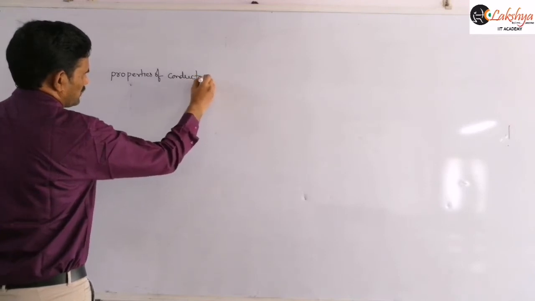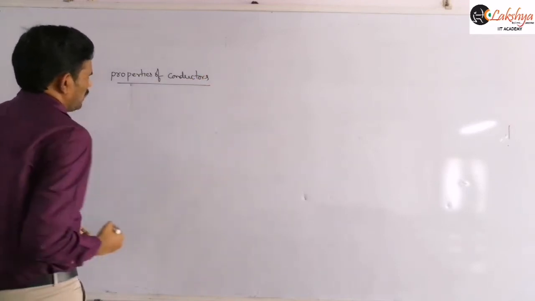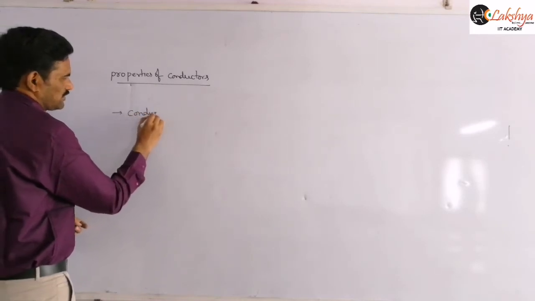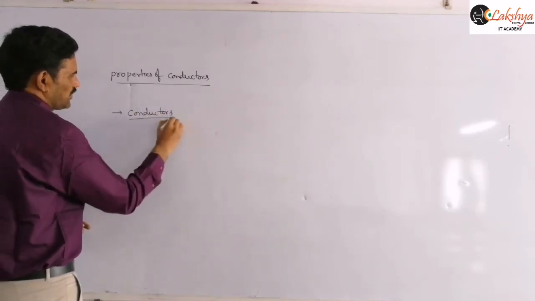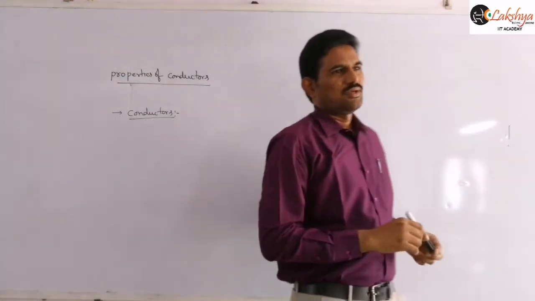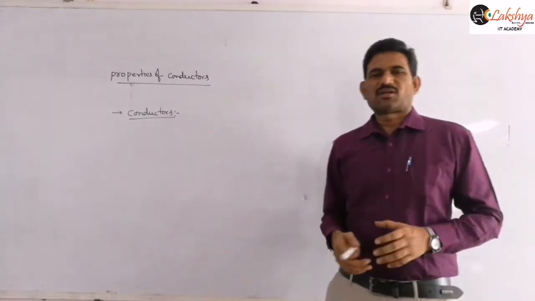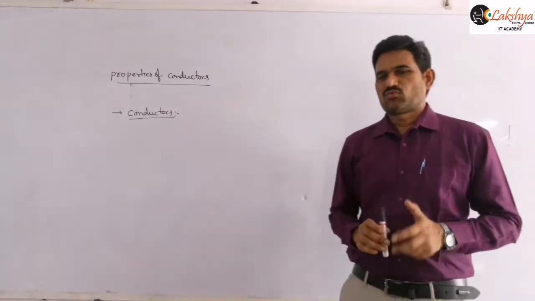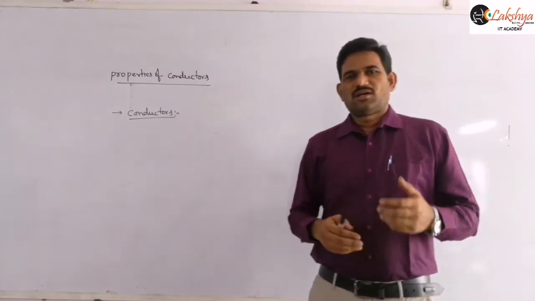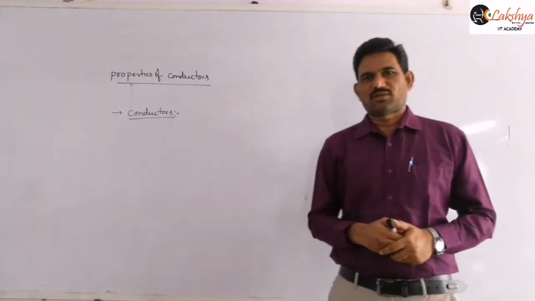Properties of conductors. First of all, we should know about conductors. What are conductors? We already discussed that. Based on electrical properties, materials are divided into three types: one group is conductors, another is insulators, and the third is semiconductors.